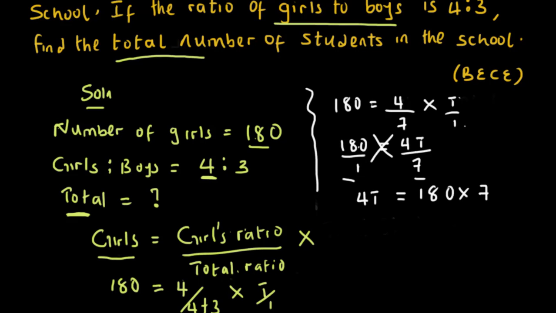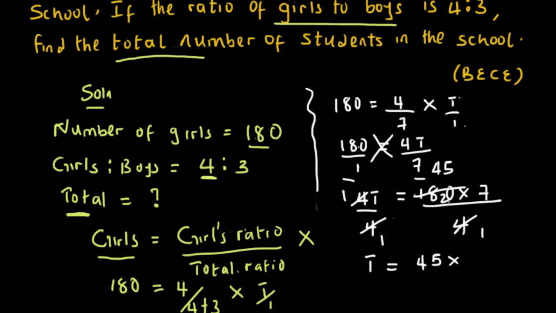So to find T, I have to divide both sides by 4. So we have 4 here 1, 4 here 1, I'm left with T equals 4 in 18 will give me 4 remainder 2, 4 in 20 is 5, so I'm left with 45 times 7. So T equals 45 times 7, 7 times 5 is 35, 5 carry 3, 4 times 7 is 28, 28 plus 3 will give us 31. So we have the total number of students is 315. And here's our answer. Do you understand?